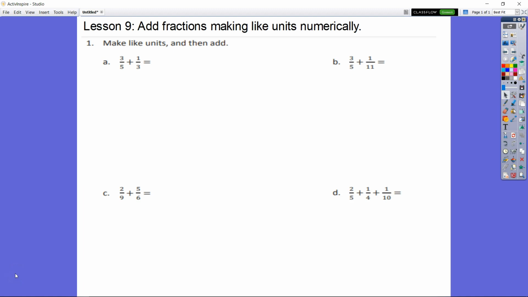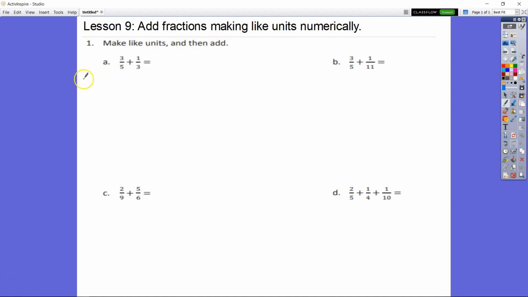All right, so we're going to take a look at Module 3, Lesson 9. So the objective is we're going to simply add fractions, making like units numerically. So the first thing we do is we look at our denominators. We know we have 5 or fifths and we have 3 or thirds.